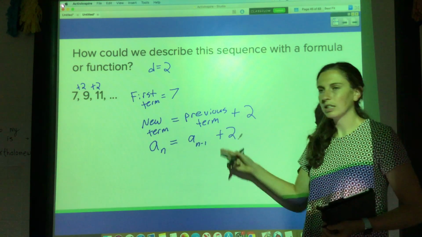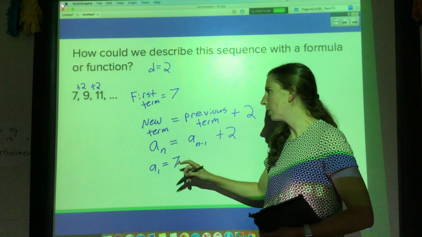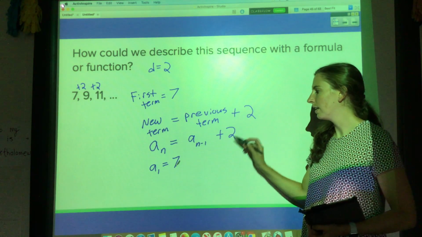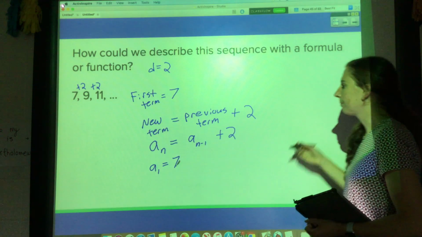And so in addition to this right here, I would also need to say, okay, by the way, the first term was 7, which is what I said right here. This is a recursive formula for this sequence.